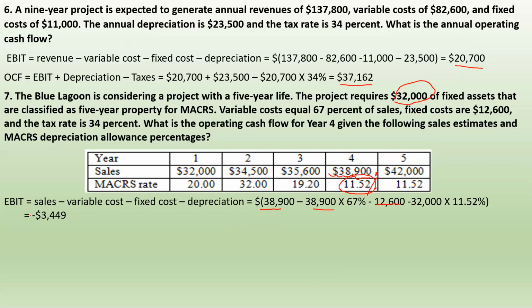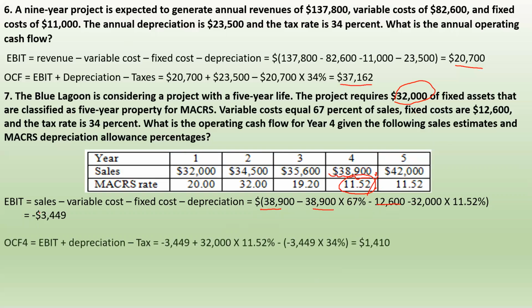So we found the EBIT is a negative number. The operating cash flow is the EBIT add back depreciation and minus tax. And because the EBIT is negative, we actually get a tax credit. So finally, cash flow from assets for year 4 is 1,410.